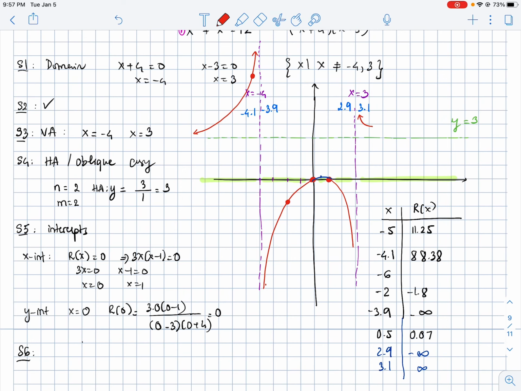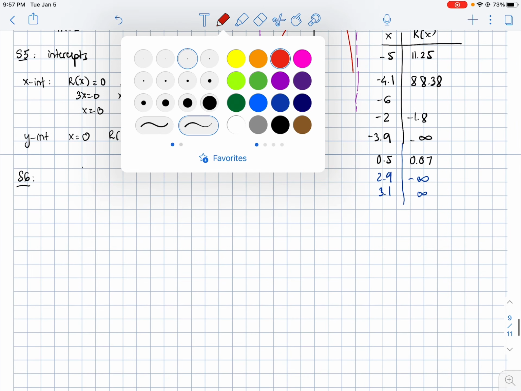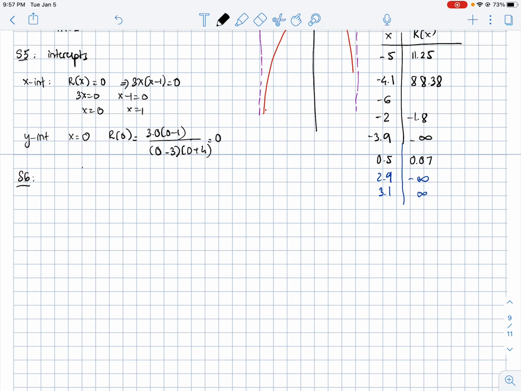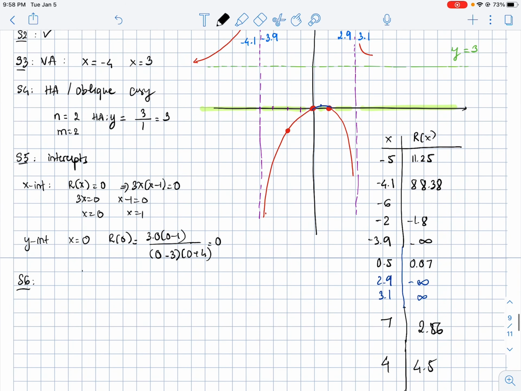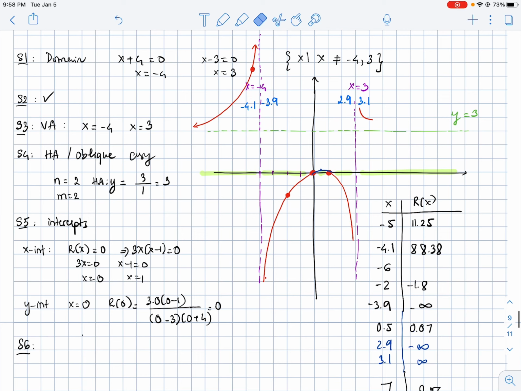We make the points on the right-hand side of the graph, so right here. So we will make like 5, 6, 7, 8 and so on, right? So if we make 7, we will get the point 2.86, and if we make 4, we will get 4.5. So the point 4.5 is right here.